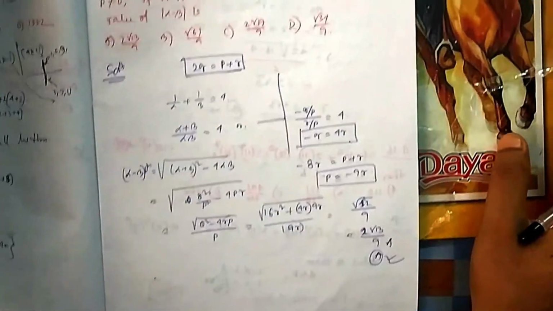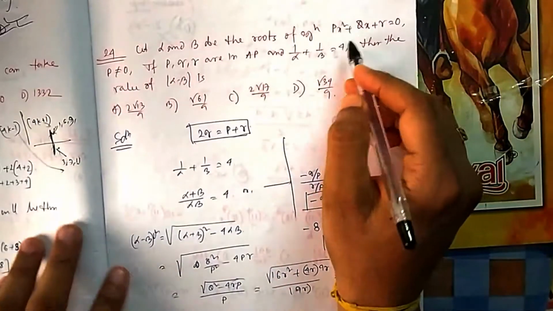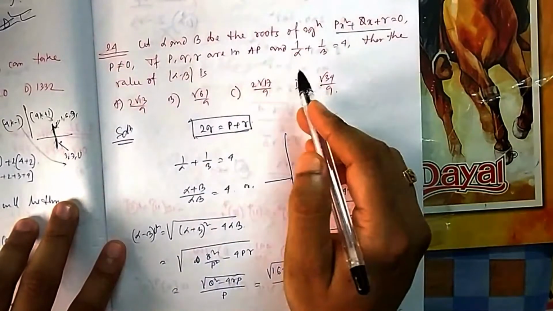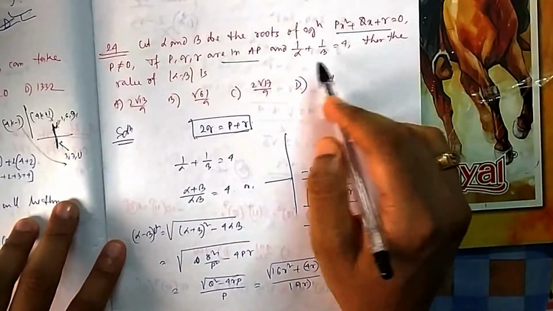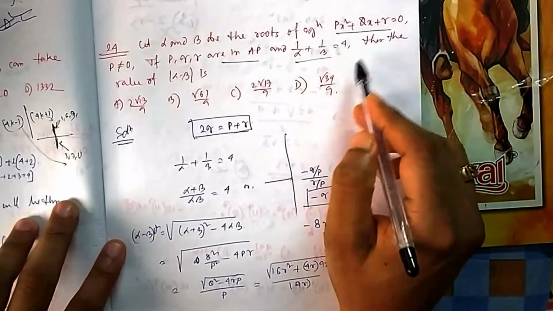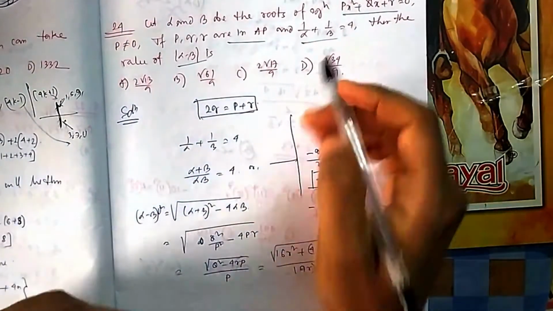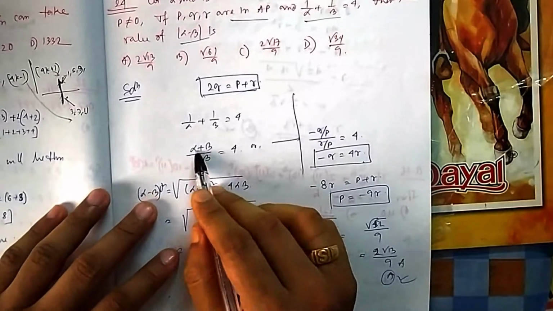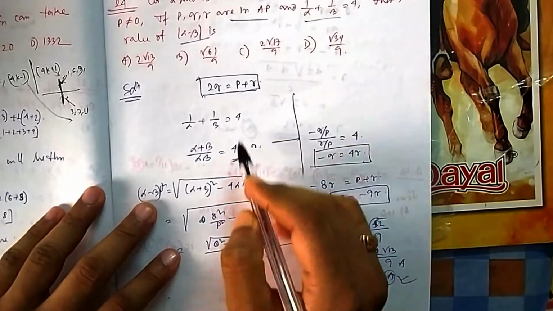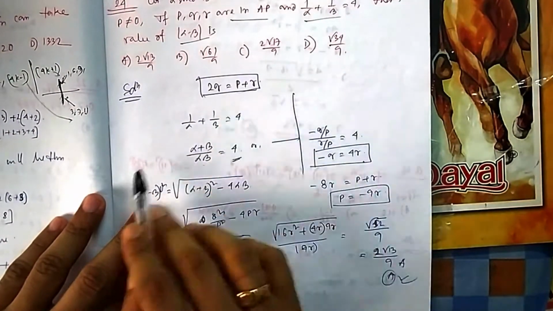Now question number 20: let alpha and beta be the roots of these equations where p is not equal to 0. p, q, r are in AP. This is given, and this is given, 1 by 4. Then find the value of alpha minus beta. This is not so tough, it is easy, because this is given to you. You know alpha plus beta by alpha plus beta is 4. And this is also given to you. This is AP, so you will use this one.